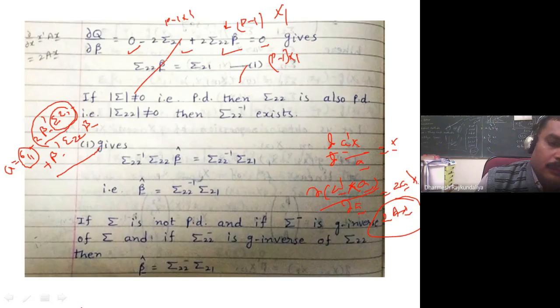So now you can just take, divide both the sides by 2, so you will get minus sigma 2 1 plus sigma 2 2 beta. If you take minus sigma 2 1 to the right hand side, you will get sigma 2 2 beta equal to sigma 2 1.